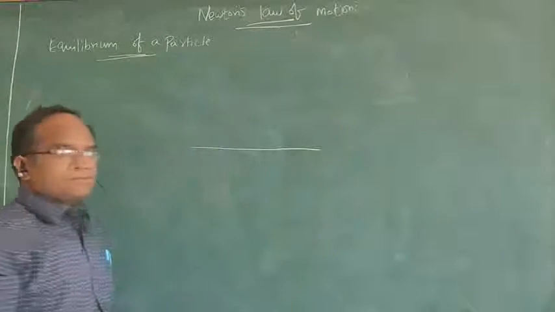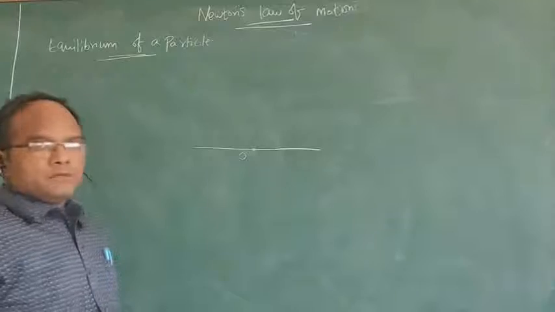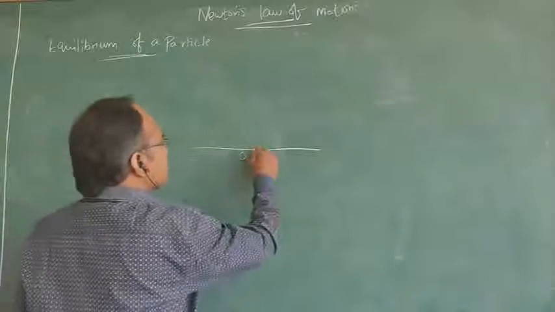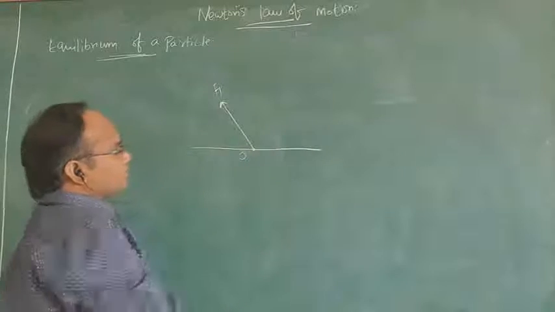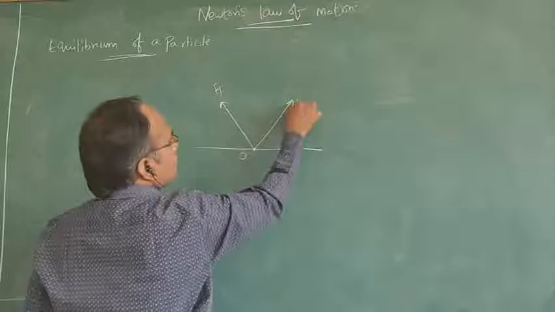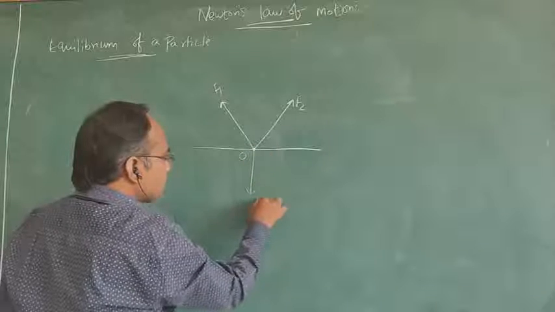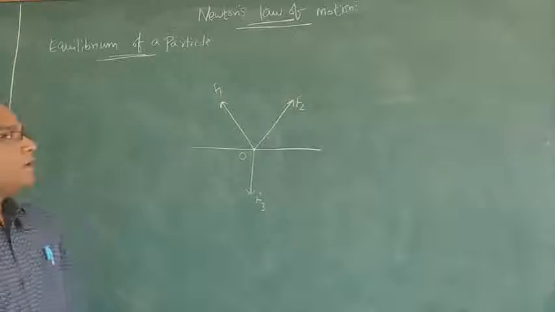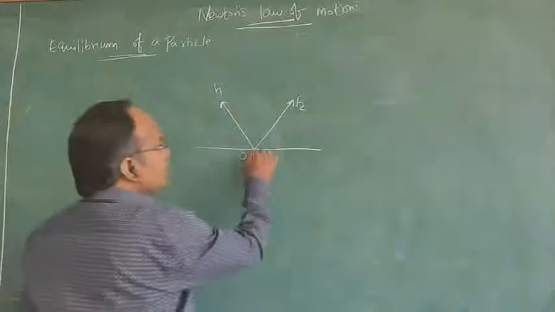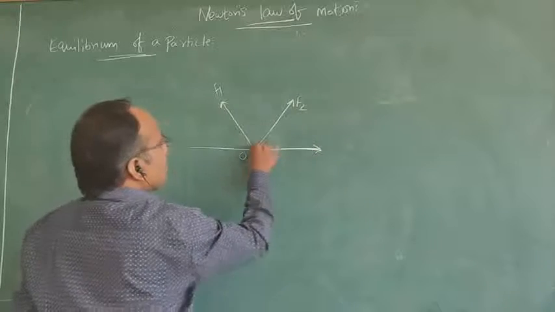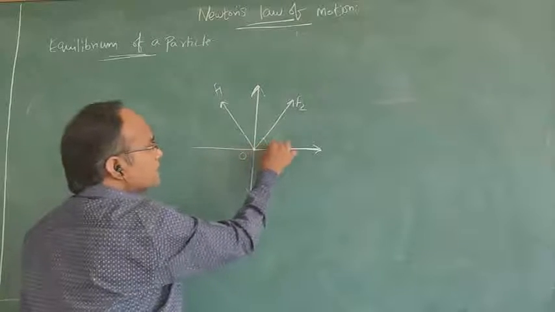This is the surface. We are considering a particle at point O. Here there are three types of forces. I am naming them F1, F2 and F3. Now this F2 is divided into two components, one is the horizontal component and the other is the vertical component. So this angle I am assuming as alpha.